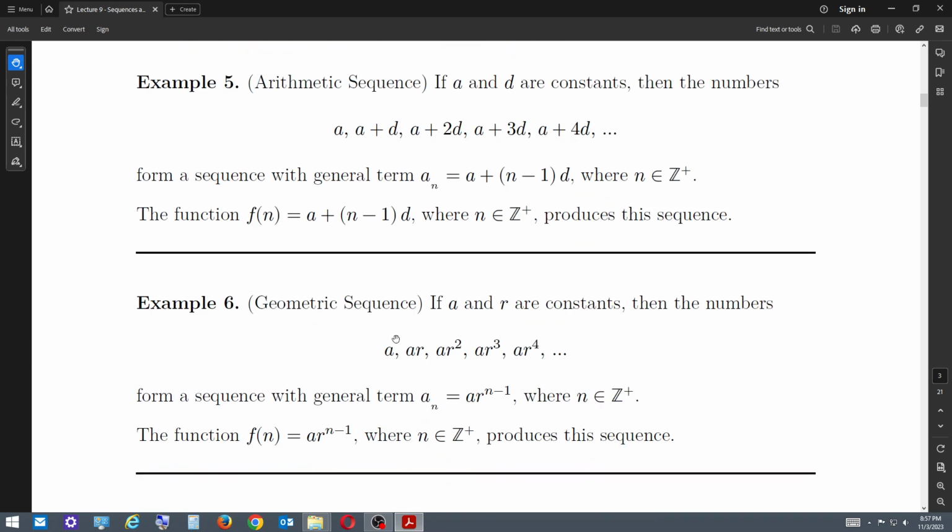We have the arithmetic sequence, the geometric sequence. I'm not going to talk too much about these. You can look at them yourselves.